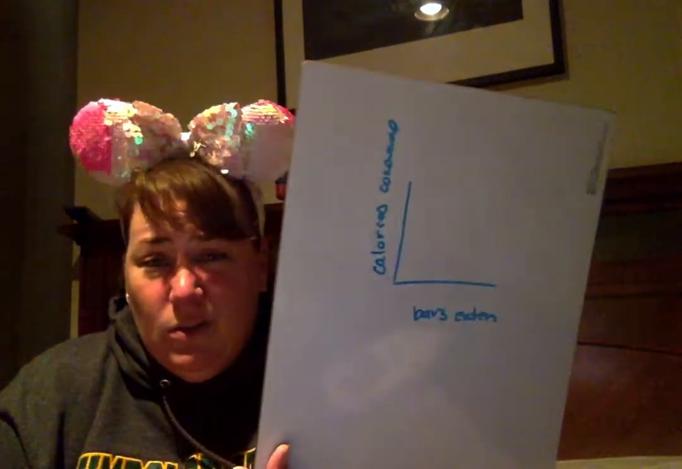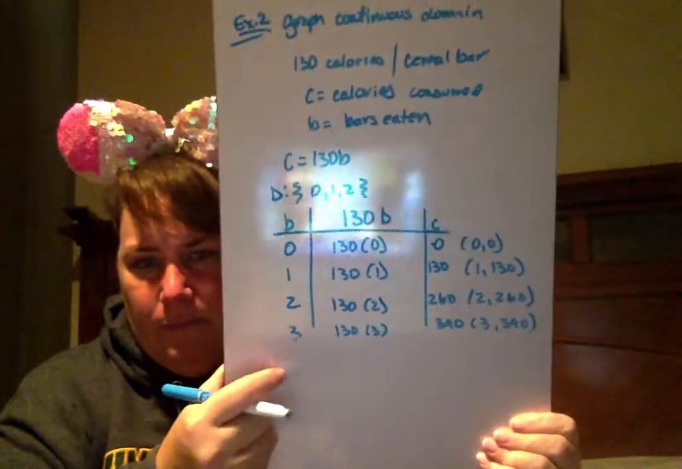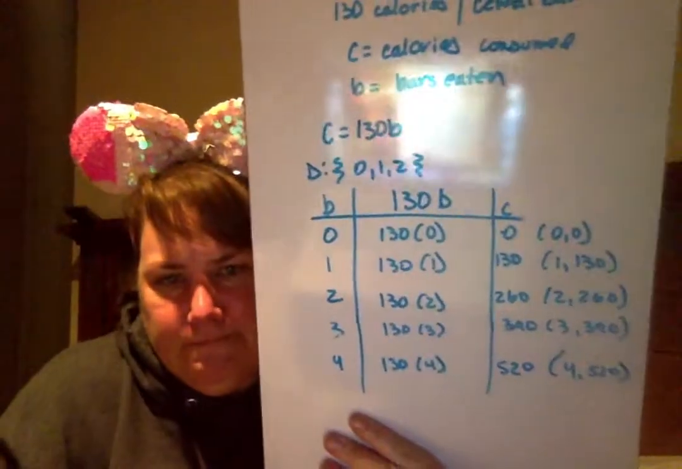And the bars eaten, we only did 0, 1, and 2, so maybe like go up to 3, maybe 4? And maybe we should do 3 and 4. So 3 bars, 130 times 3 is 390. I'm just doing 2 extra domains right here. And then 4, so we're going to double 2. So 130 times 4, 520. Just so we can have more data points, I guess.